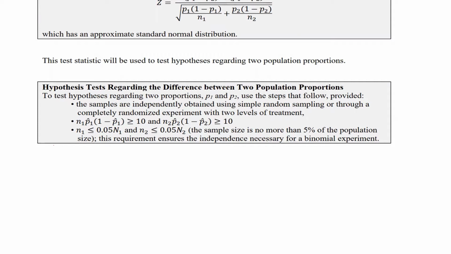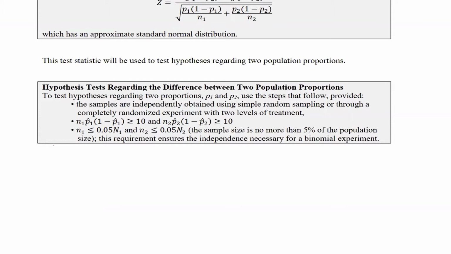First and foremost, you have to have model conditions satisfied. There are three model conditions. Condition number 1, the samples are obtained independently using simple random sampling, or you can obtain the data through a completely randomized experiment where you have two levels of treatment. In either case, the response variable, the variable of interest, has to be qualitative with two possible outcomes. Either you have some characteristic or you don't.